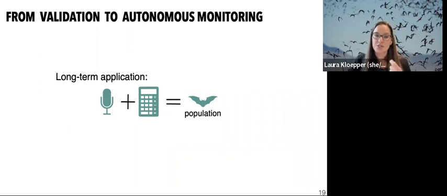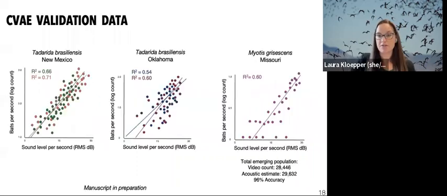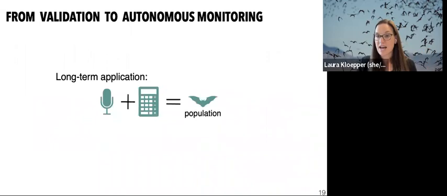So imagine a situation where, I'm going to go back a slide, imagine this Missouri cave here, this gray bat cave in Missouri. We know what this equation is that relates the sound level in a time window to the number of bats per second. So imagine if we know what that equation is for a cave, in the future, all we have to do to get a population estimate is have an acoustic recorder that's doing that calculation, and then it can spit out the overall population for that cave each night.